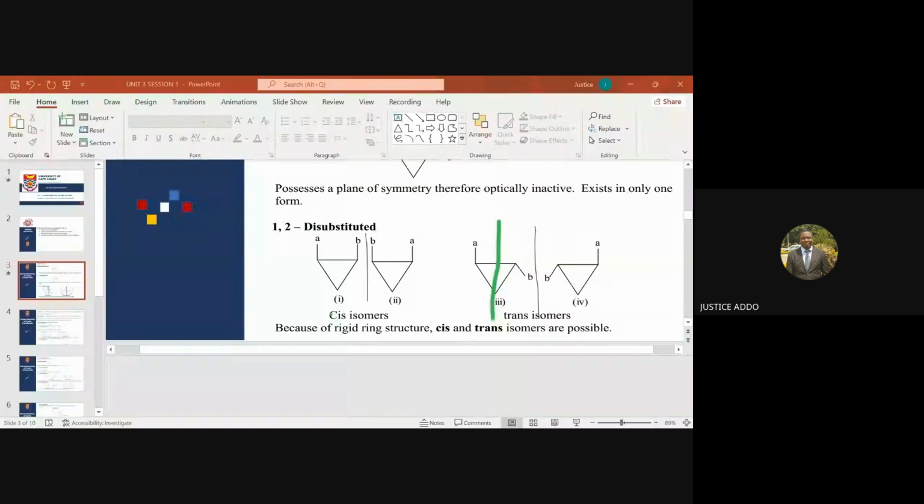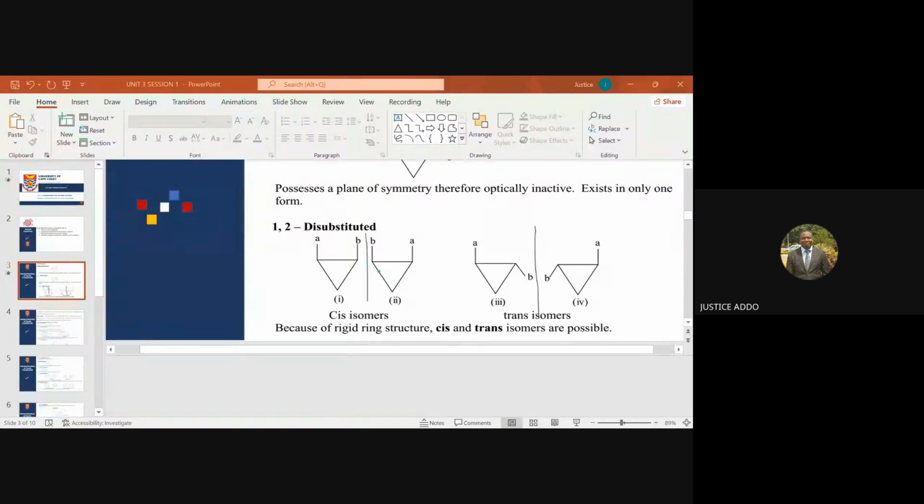So it means that for the trans isomer, there is no plane of symmetry. And if there's no plane of symmetry in the trans isomer, then you want to say that the trans isomer of 1,2-diethyl cyclopropane is optically active. And if it is optically active, then it will exist in what? Two forms. That is this III and then the IV is its mirror image. And you draw it. So now the cis is one form, the trans is two forms.